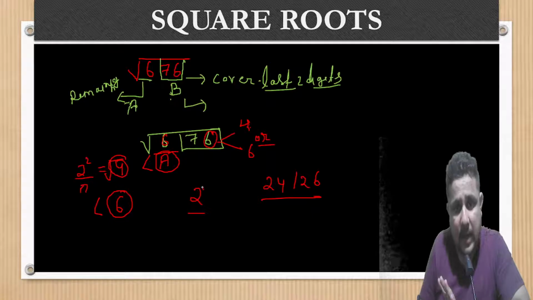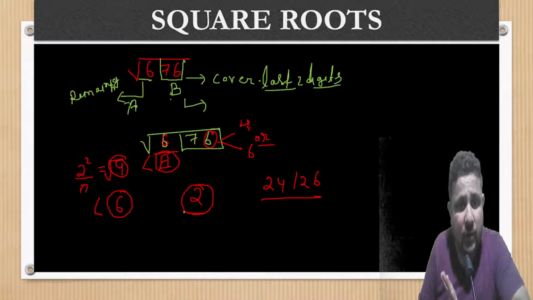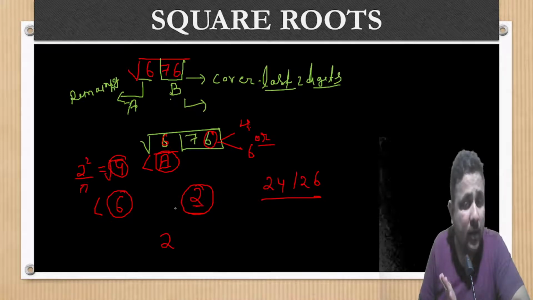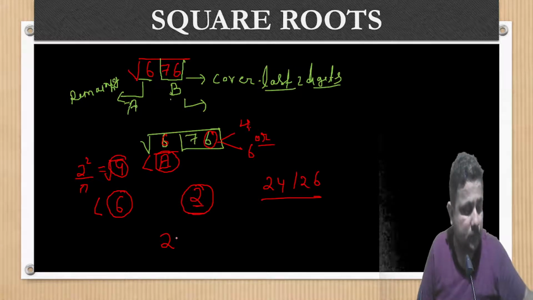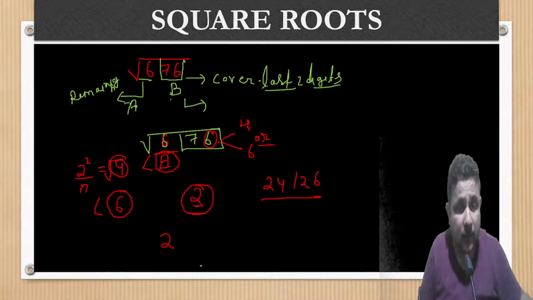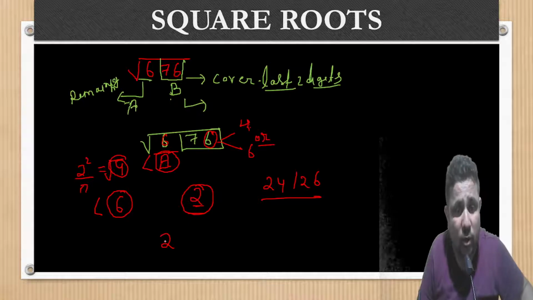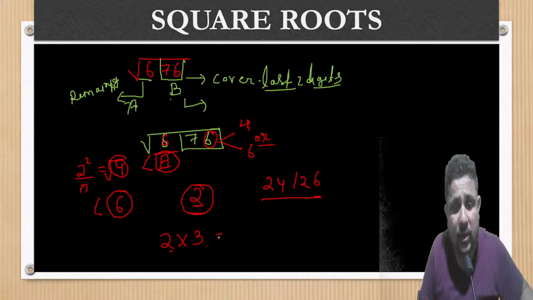After having the confirmation of the first part of your answer, you just need to multiply this first part with one digit above. Means if you are getting 2, then you need to multiply it with 3. 2 into 3, you will get 6.